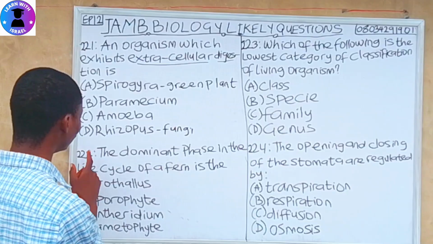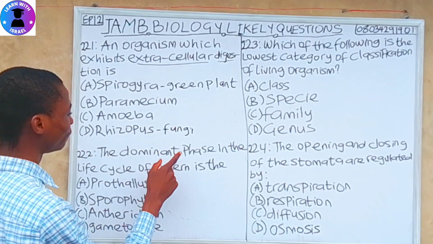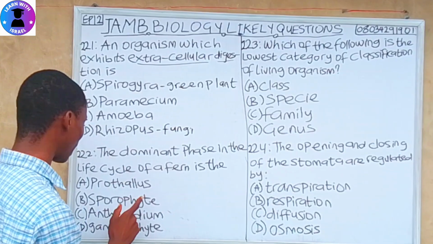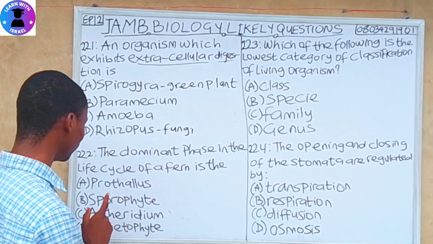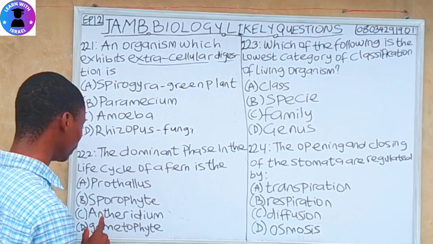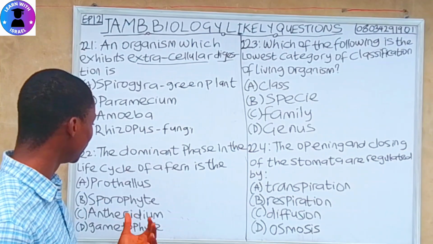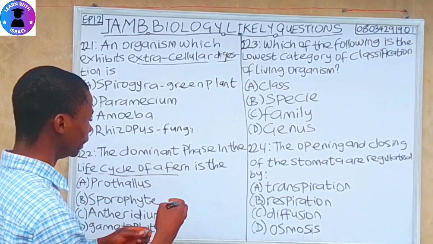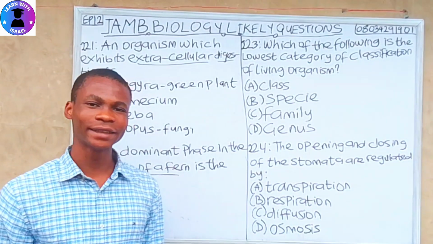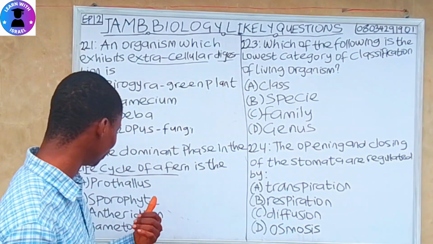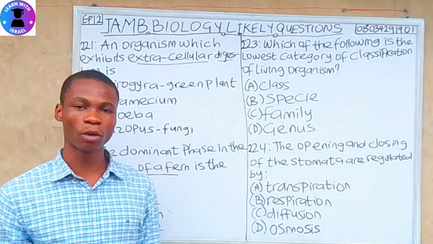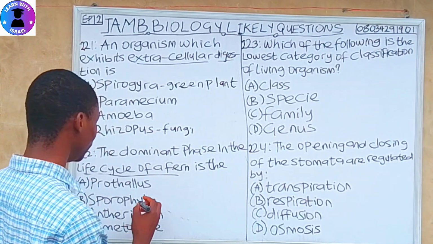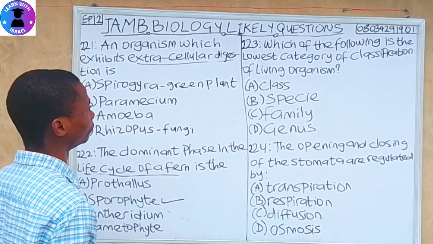Question 222. The dominant phase in the life cycle of a fern is the A. Prothallus, B. Sporophyte, C. Antheridium, D. Gametophyte. In the life cycle of a fern, the dominant phase is the sporophyte, which you can find in option B. Is the sporophyte, not gametophyte. Sporophyte is the dominant phase in the life cycle of a fern.